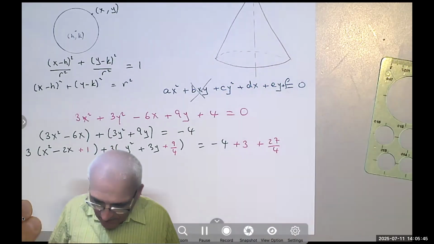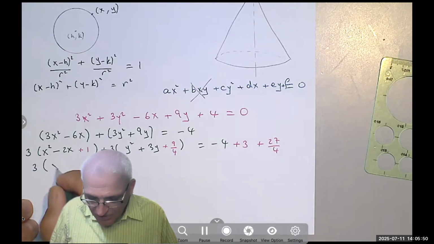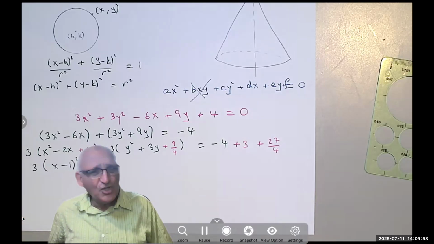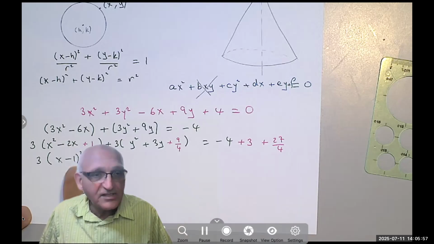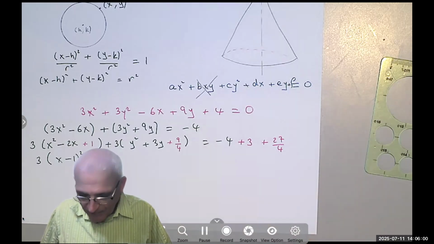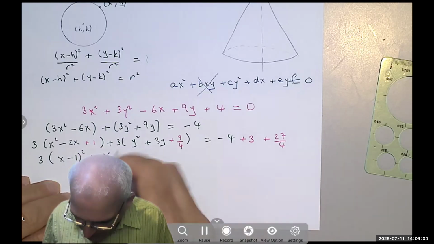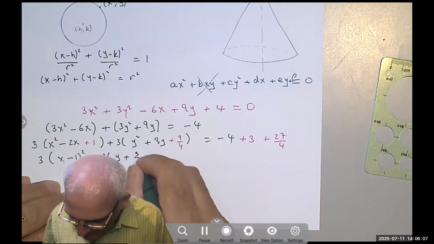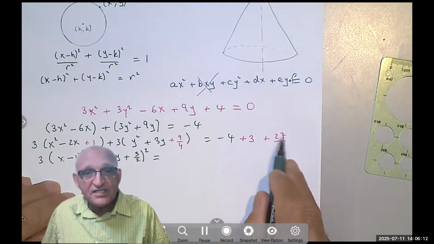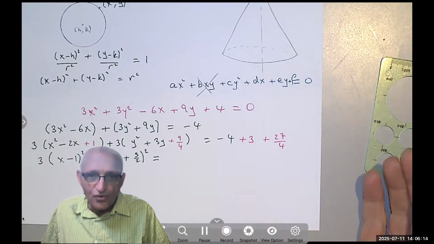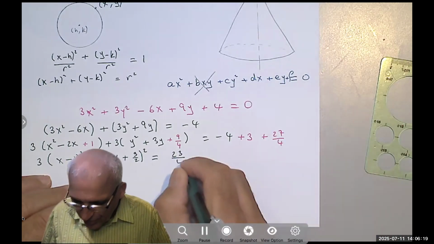Now, 3 times. This equation is x minus 1 square. I completed the square. How do you know? Well, what did I get when I divided the middle term by 2? I got -1, so you write -1. You don't need to check. Plus, using the same concept, when I divided the 3, I got 3 halves. So it's y plus 3 halves square equals -1 plus 27/4. -1 is -4/4, plus 27/4 is 23/4.